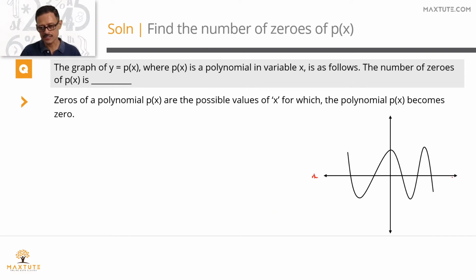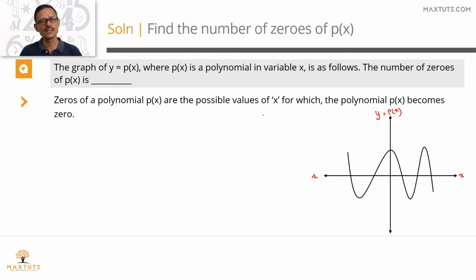So this is the x-axis. This is the y-axis. Y is equal to p of x, where p of x is a polynomial in variable x, obviously, as follows. So this shape gives us the graph of the polynomial. The number of zeros of p of x is what we need to find out.